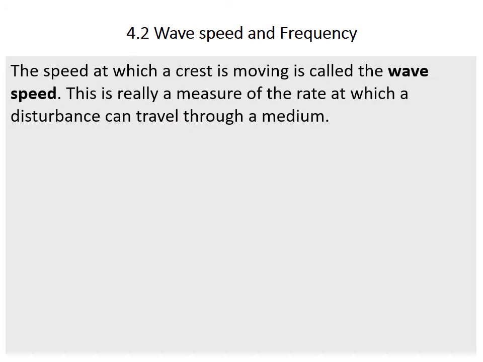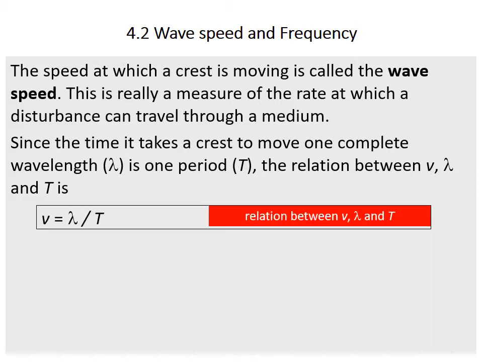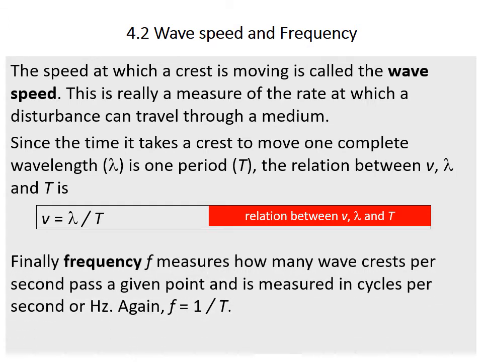The speed at which a crest is moving is called the wave speed. This is really a measure of the rate at which a disturbance can travel through a medium. Since the time it takes a crest to move one complete wavelength, lambda, is 1 period, capital T, the relation between v, lambda, and T is v equals lambda over T.